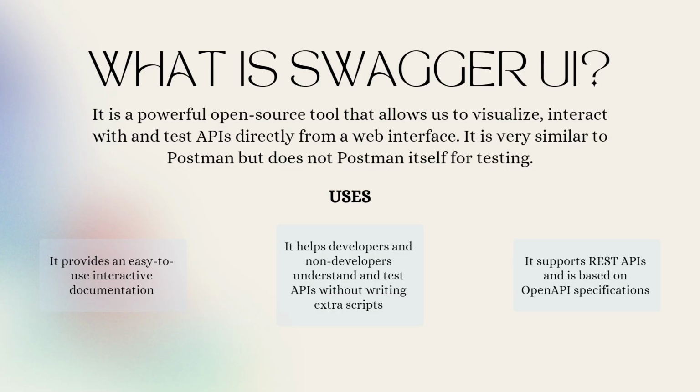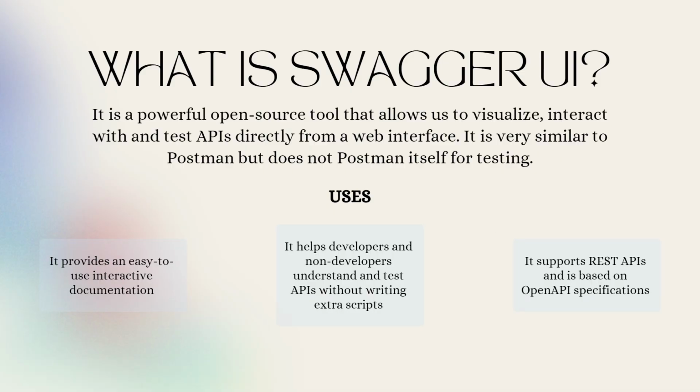Secondly, it helps both the developers as well as non-developers to understand and test the APIs without writing any extra scripts. Normally, testing APIs requires writing scripts in code in Python, JavaScript, or using tools like Postman. But with Swagger, we can just do this without coding, making it easier for the developers, testers, as well as even the project managers to work with the APIs.